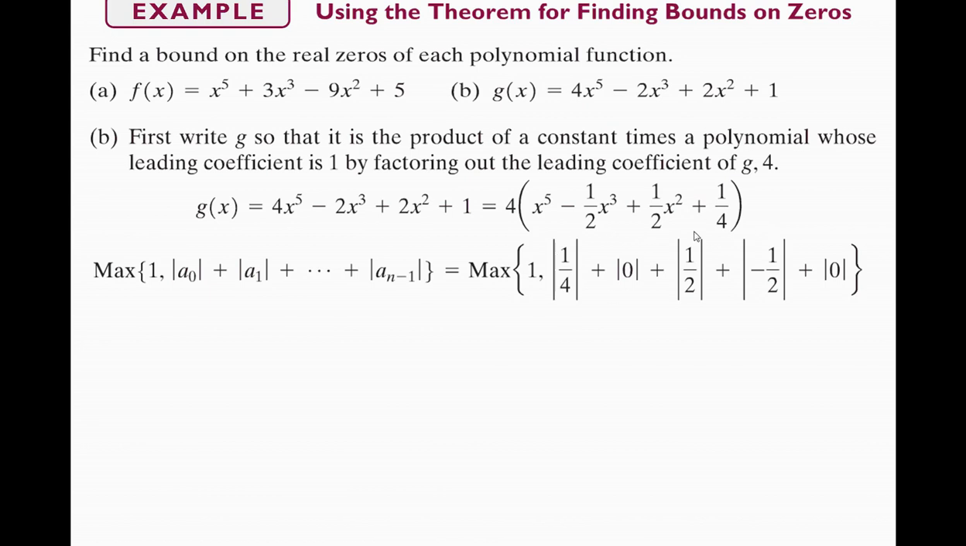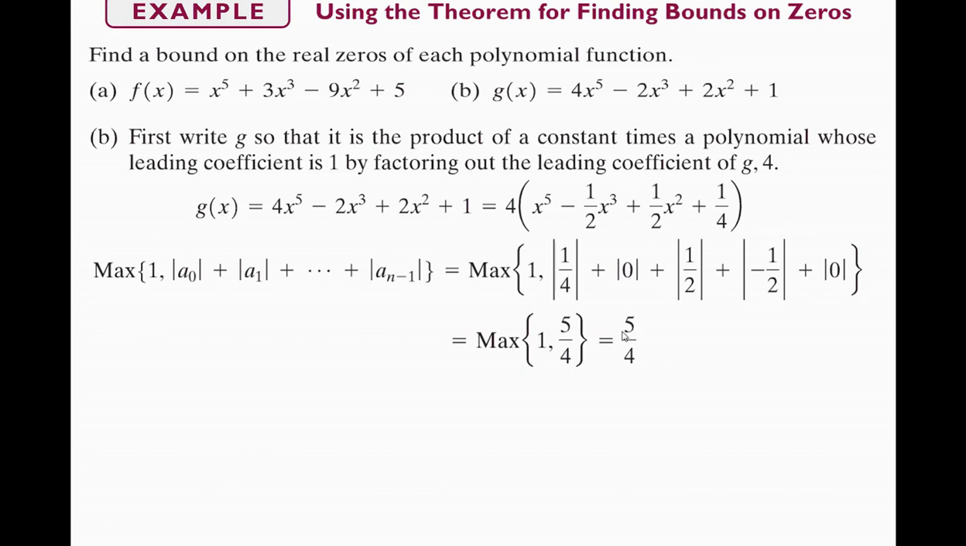I'm not sure what they were doing. Oh, it's because they put A0 first. That's why. So there's A0, A1, A2, A3, and A4. And when we add all those together, we get 5/4. So what's the max between 1 and 5/4?